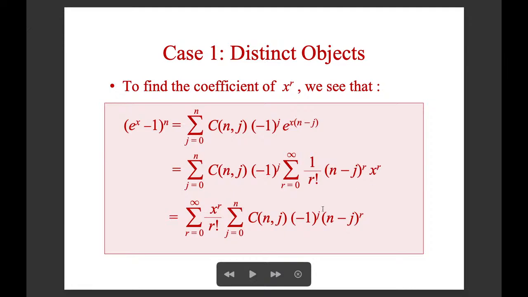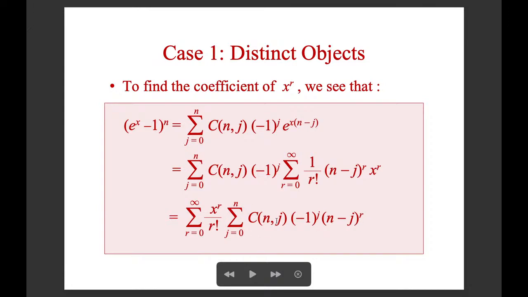Okay. And after that, we can do the rearrangement of terms. So we can put the summation very early, and then we can put 1 over r factorial x to the r before this j because they are independent of j. Is that okay? So after rearrangement, we get this one. So it is going to be the summation of x to the r over r factorial multiplied with this part.